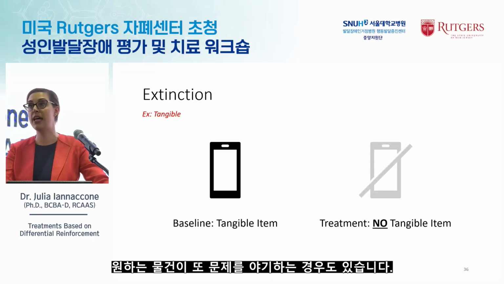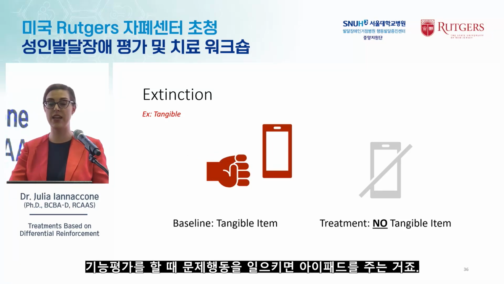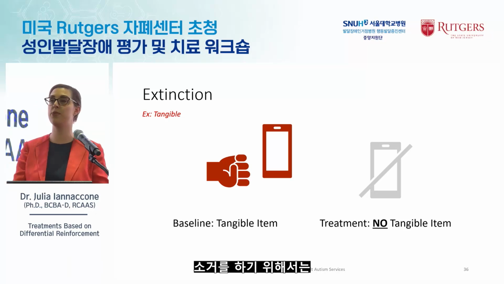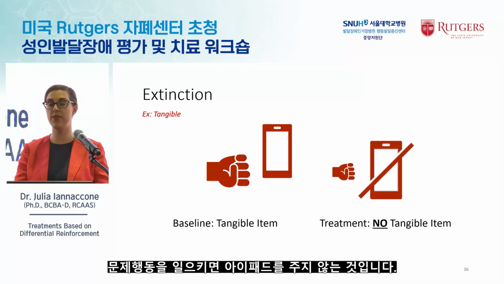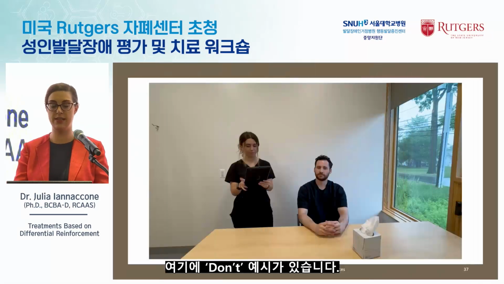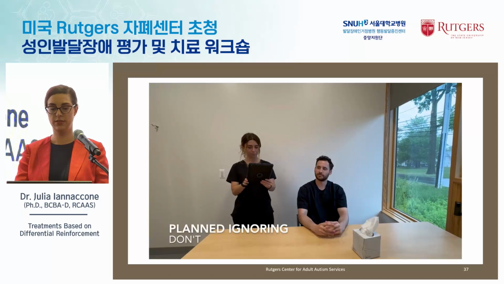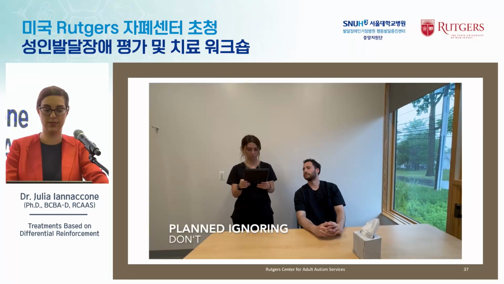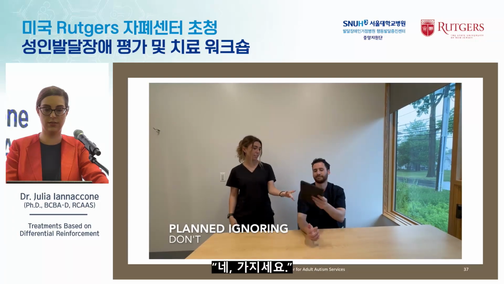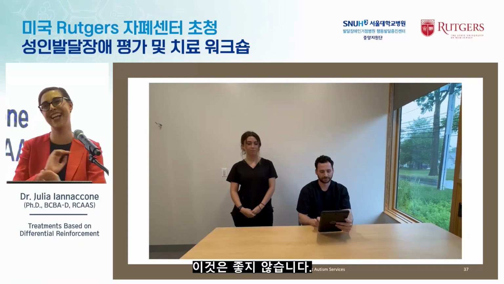So for tangible items, in baseline, like in your functional analysis, they engage in the problem behavior and you gave them the iPad. So the iPad is the reinforcement. So to be extinction, they engage in problem behavior, they don't get their iPad. Okay, so here's a don't example. You can have it. That's not good.